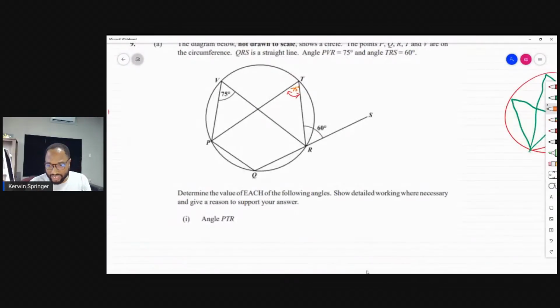Let me see if I can find the next angle that they wanted you all to find here. The next angle was TPQ. So they want you to find angle TPQ. And each time you find these things, you need to find the value and then give a reason.